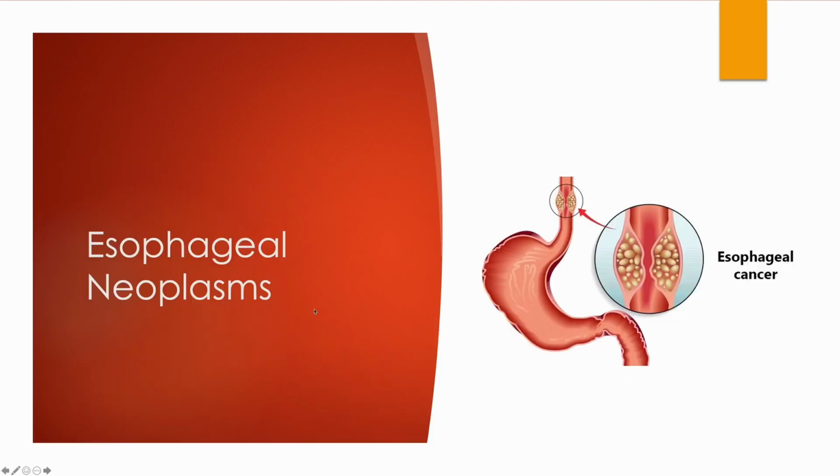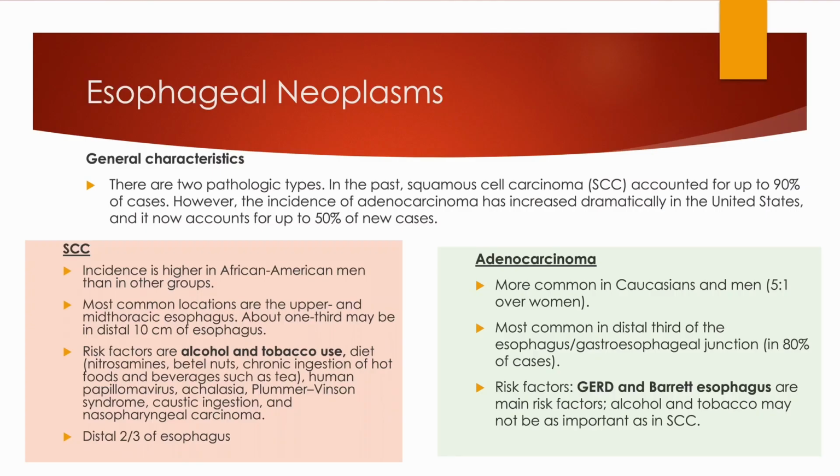All right, last but not least, let's talk about cancer. So esophageal neoplasms, there are really two major pathologic types. We're not going to get too much into the pathology, but we do need to know that there are two major types. The first is squamous cell carcinoma, and this accounts for up to 90% of cases worldwide. It is the most common type of esophageal cancer worldwide.